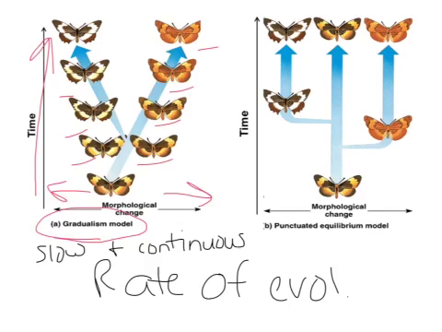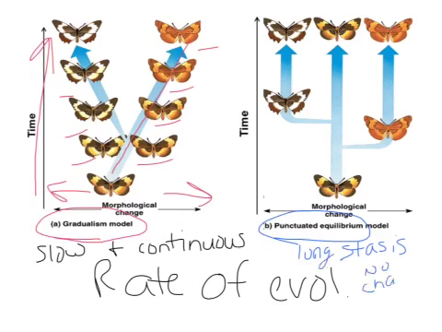So as my time increases, I'm getting more and more change. Okay, so that would be gradualism. The other theory is what's called punctuated equilibrium. And punctuated equilibrium believes that there are long periods of stasis, or periods of equilibrium, where there is no change happening. Okay, so there are long periods of stasis.